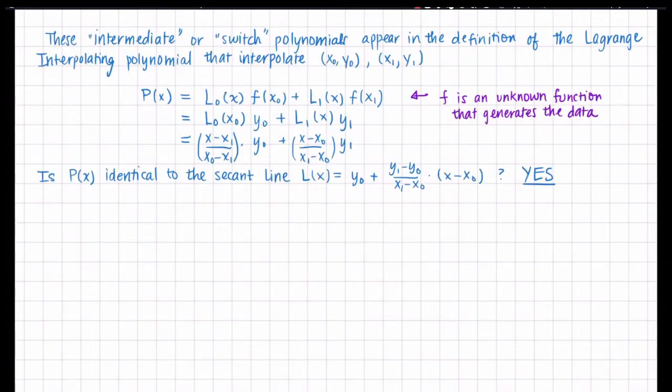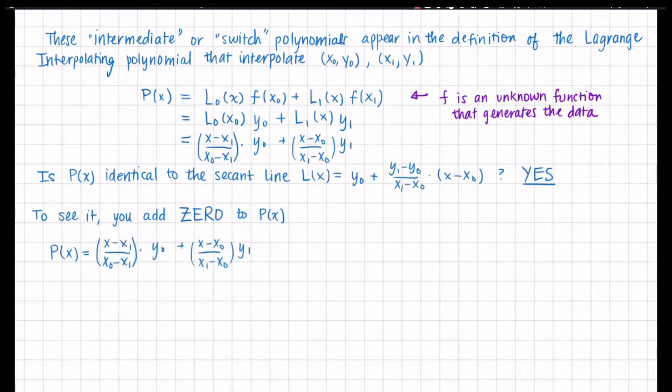To see this, it's a little analysis trick. You add 0, but not just any 0, I'll tell you which 0, to p of x, so that you can rewrite it in a way that it looks like L of x. So I start with p of x. I'm going to need space for this. I'm just going to write what's there. In fact, I'm going to go ahead and copy paste it. There's p of x.